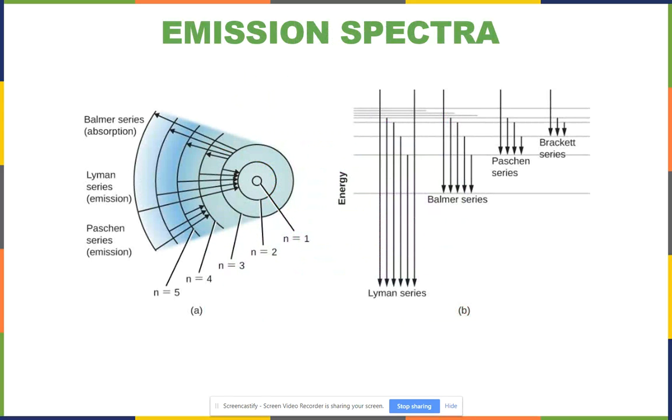Here's a better picture. This picture shows energy drops. So what we have here is n equals 1. That is the innermost energy level. n equals 2.